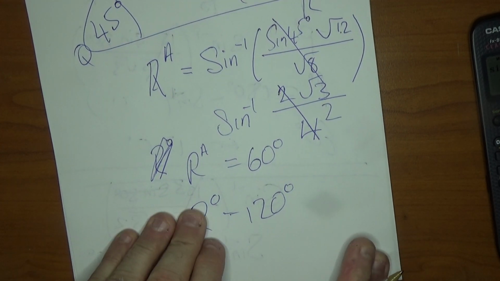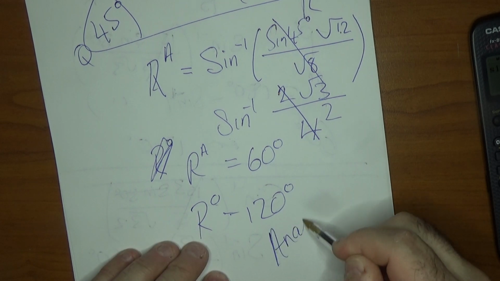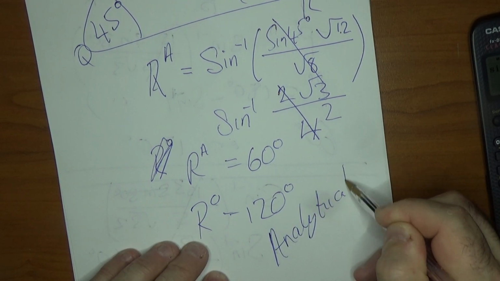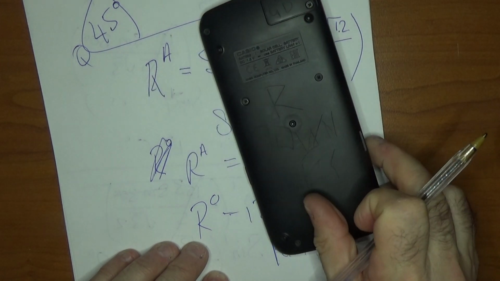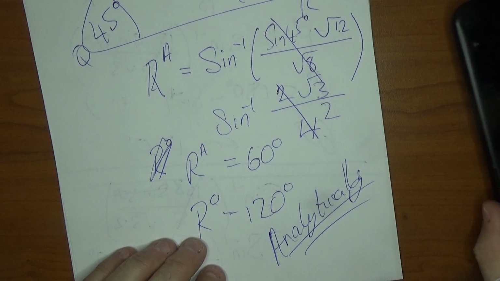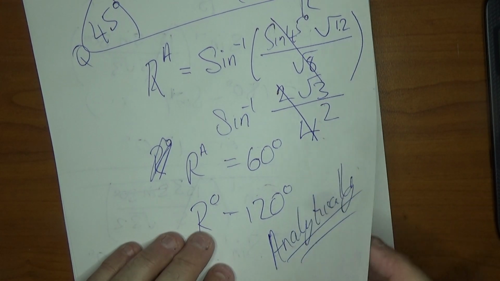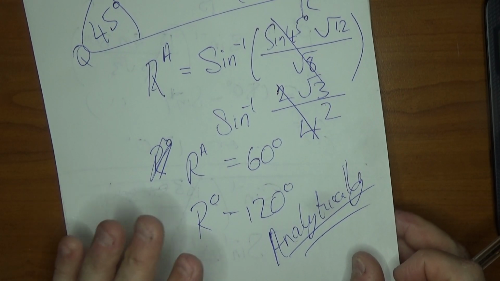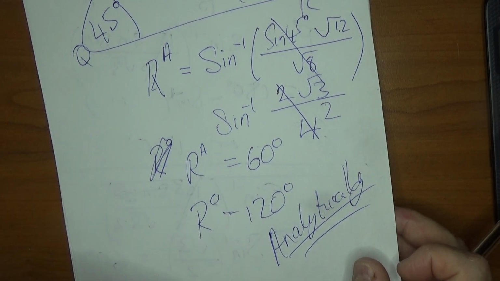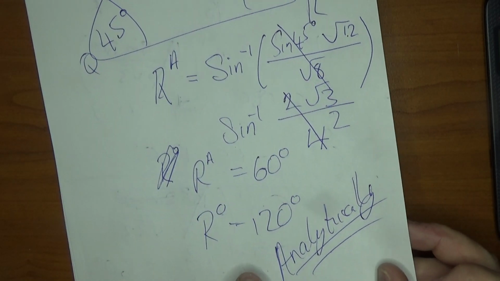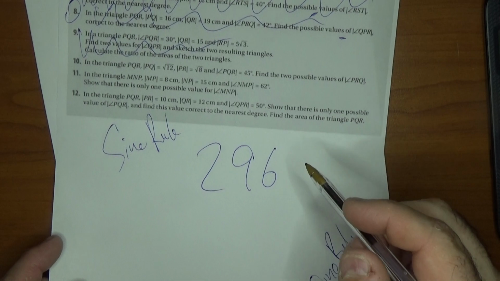So that was all done analytically, without a calculator, and it was done because we recognized the sine and cos and tan, if you like, sometimes of those special angles. They're special because they have algebraic trig values. Okay, moving on now to question 10.